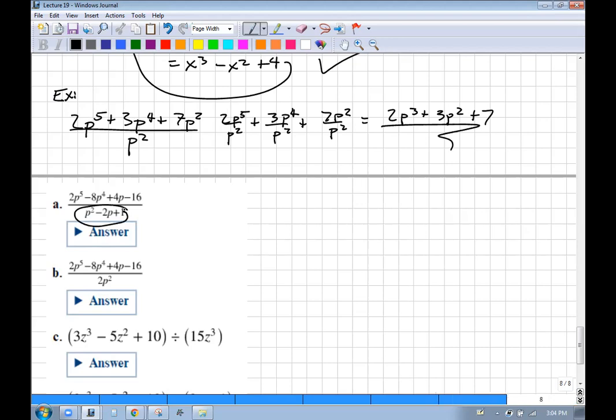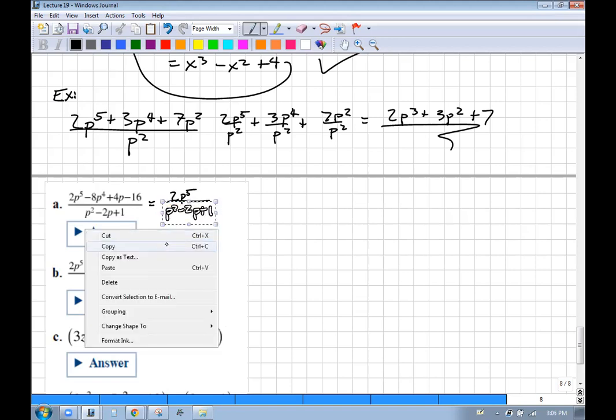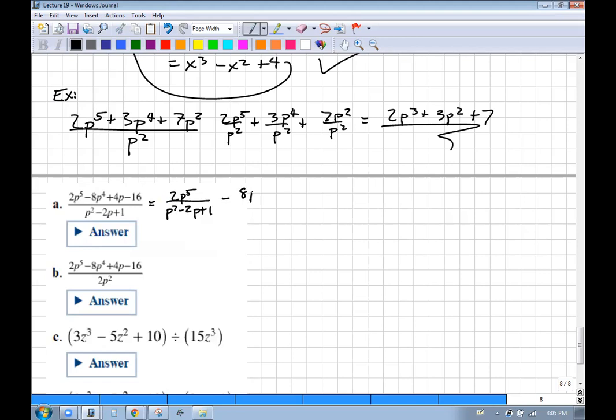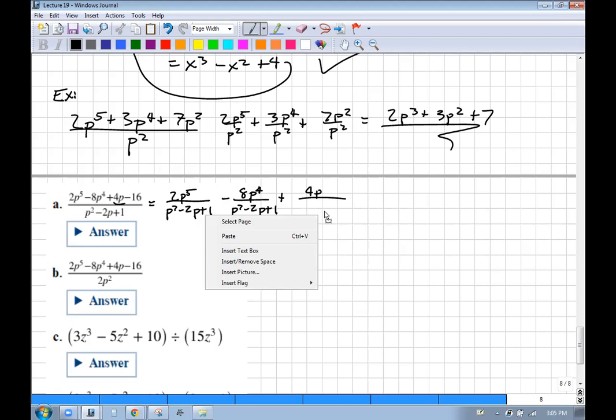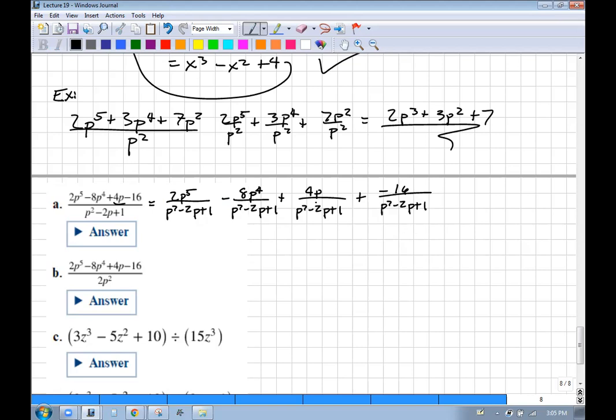Here, this would be 2p to the 5th over p squared minus 2p plus 1. And then minus 8p to the 4th divided by the same stuff. And then the 4p here divided by the same stuff. And then a minus 16 divided by the same stuff. That's not really helpful, right? This big old pile of stuff, that's not helpful at all, right? Whereas up here, we could just write down our answer, right? So this, you'd need to do long division to do this one.